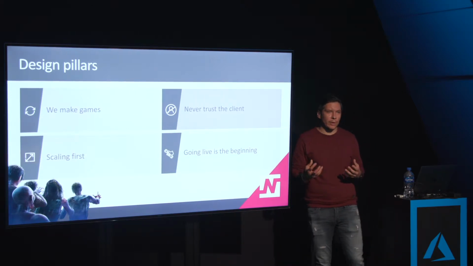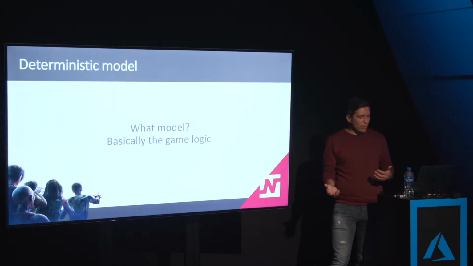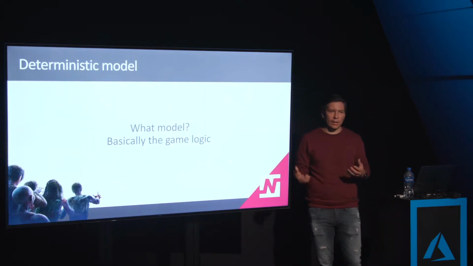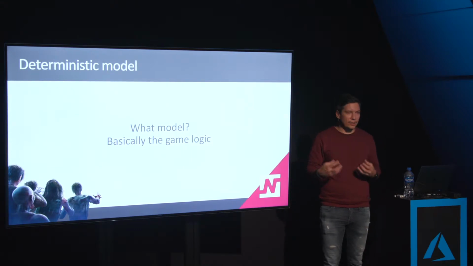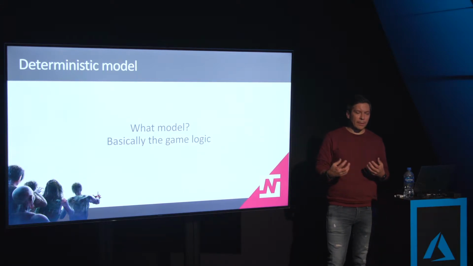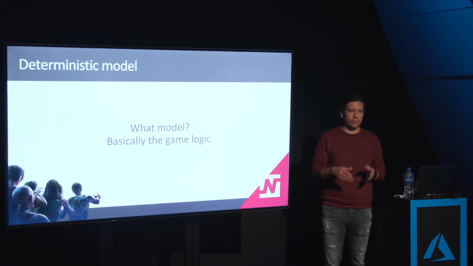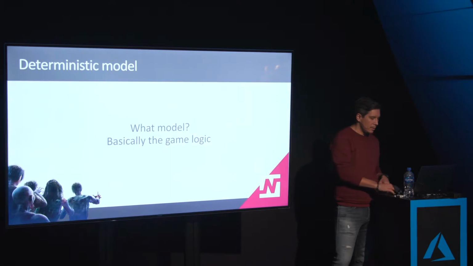So we ended up creating a deterministic model. When we talk about a model, it's basically the game logic running on both ends. And how we do that is that we have the very same pieces of C# code shared between the server and the client. So we don't need to rewrite the validation code for the server separately. We can just use the exact same files. There's actually a Git submodule that we use.